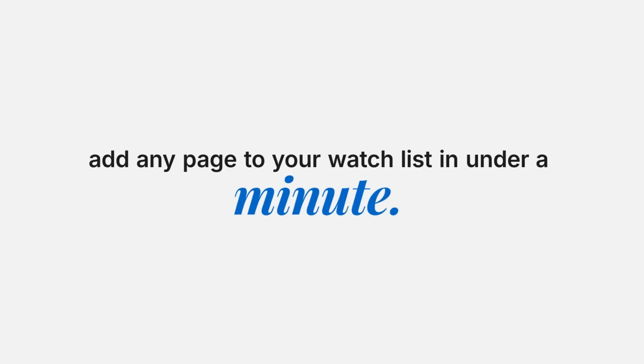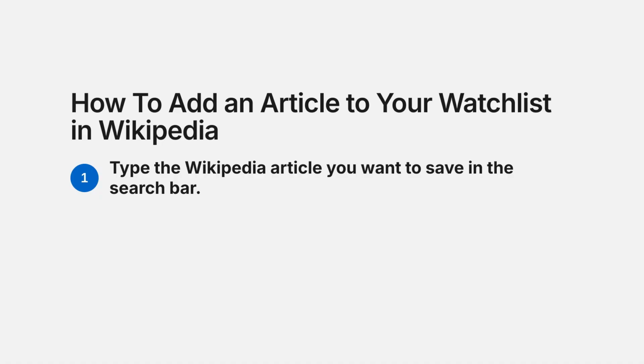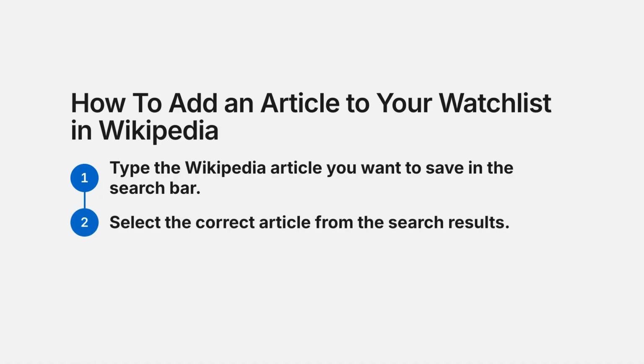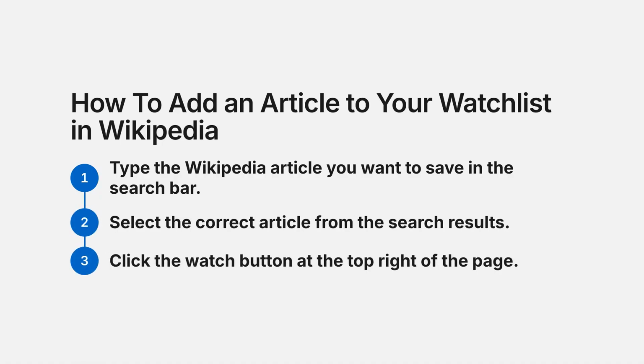Struggling to keep tabs on Wikipedia articles without revisiting them every day? Learn how to add any page to your watch list in under a minute. First, search for the article you want. Then select the correct one. Finally, click the star icon to watch it.